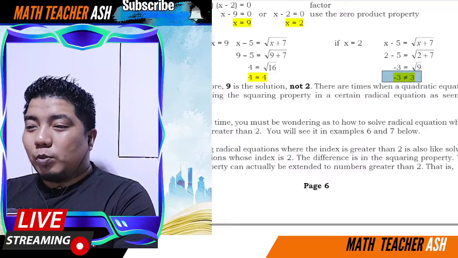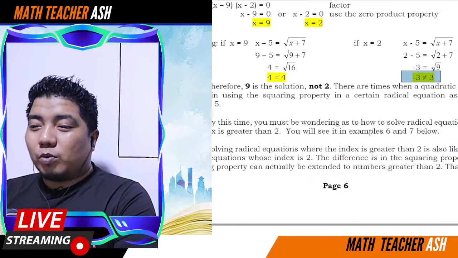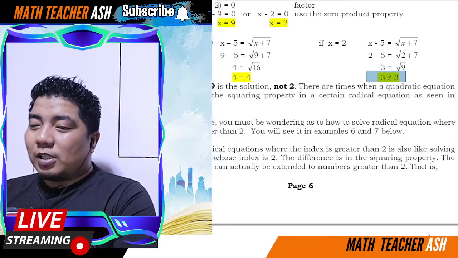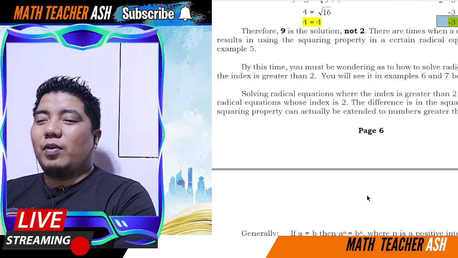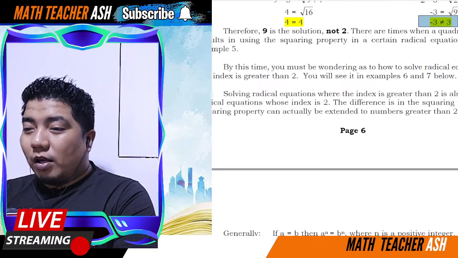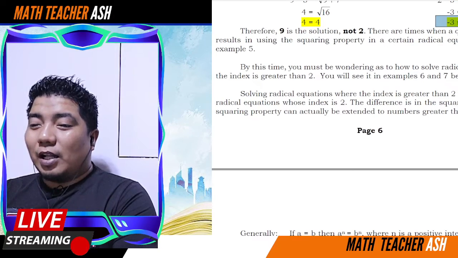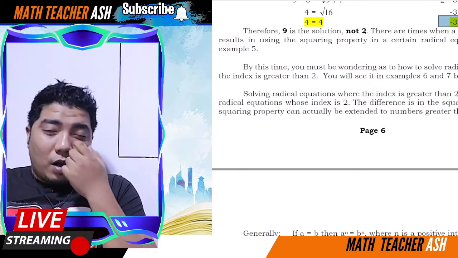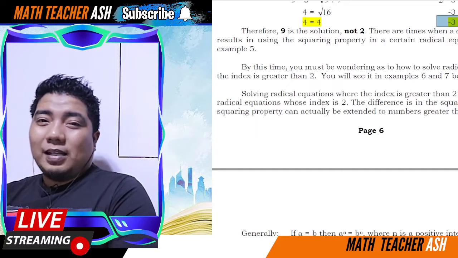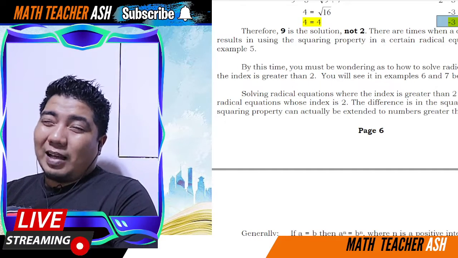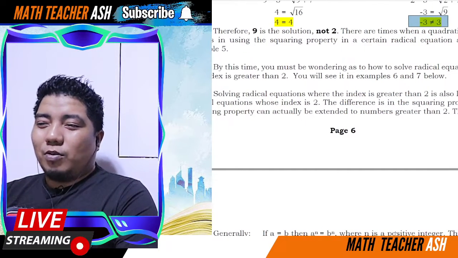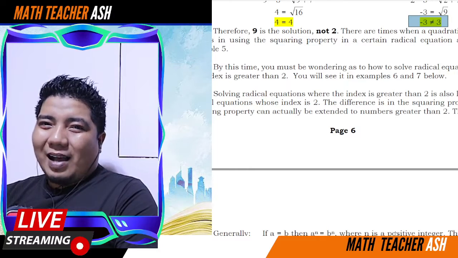There are times when a quadratic equation results from using the squaring property in a certain radical equation as seen in example 5. Okay. By this time, you must be wondering how to solve radical equations where the index is greater than 2. Hindi na square. Technically, cube root, fourth root, mga ganon. Okay. Mas malaki pa sa 2 ang index niya.